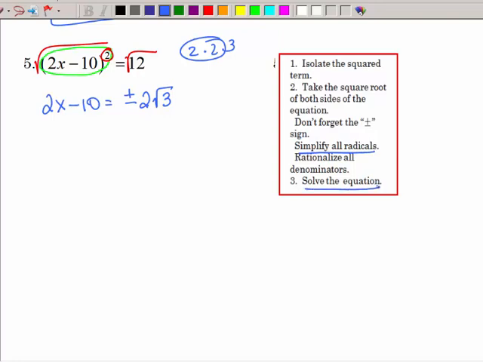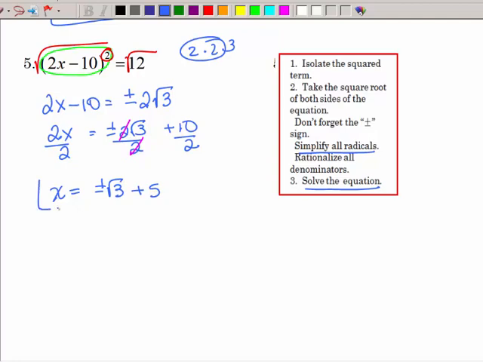I need to solve the equation. I need to work a little bit harder to get that x by itself. So I'm going to add 10 to both sides. But those are unlike terms, so I can't really do anything with that, but I still haven't solved for x. 2 is being multiplied by x, so I need to divide everything by 2. So I have x equals, and notice that reduces, so I have plus or minus the square root of 3 plus 5. And again, unlike terms.